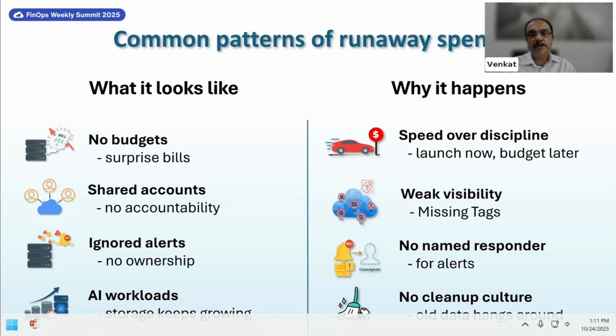Next is weak visibility. We keep saying from day one, missing tags. Tags are very important for cost accountability, and missing tags is a very big thing. We need to put tags on every resource and account to monitor the cost associated with it.